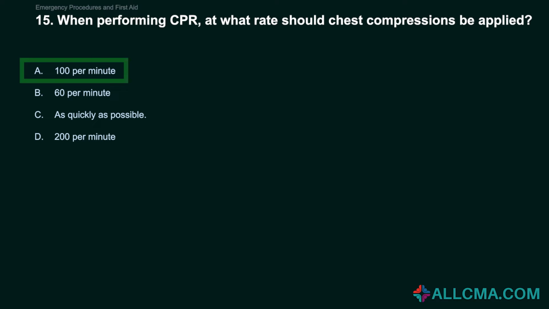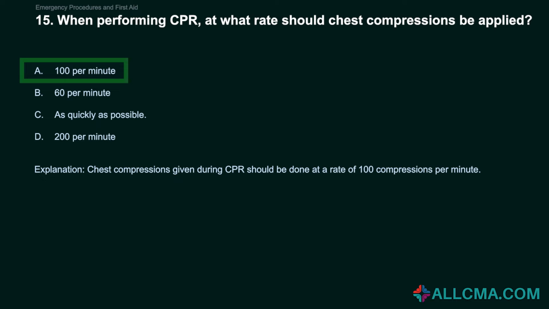Correct answer. A. 100 per minute. Chest compressions given during CPR should be done at a rate of 100 compressions per minute.